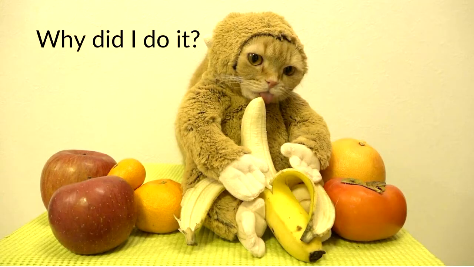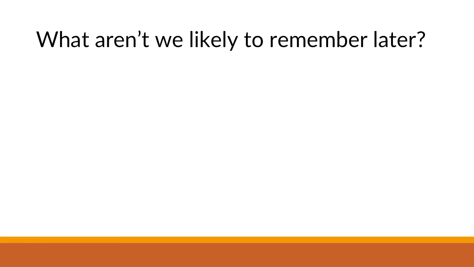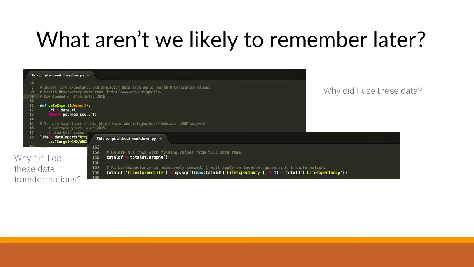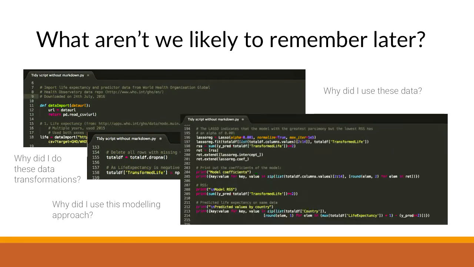Okay, so now that we understand the whats, we need to document why we did what we did in our analysis. As we all know, there's a whole bunch of decisions and assumptions you make when you're doing an analysis that you'll never remember when you're not in the midst of that project. So what sort of things are you not likely to remember later? Why did I use these data? Why did I pick these specific data transformations? Why did I use this modelling approach? And most importantly, what question was I even trying to answer in the first place?